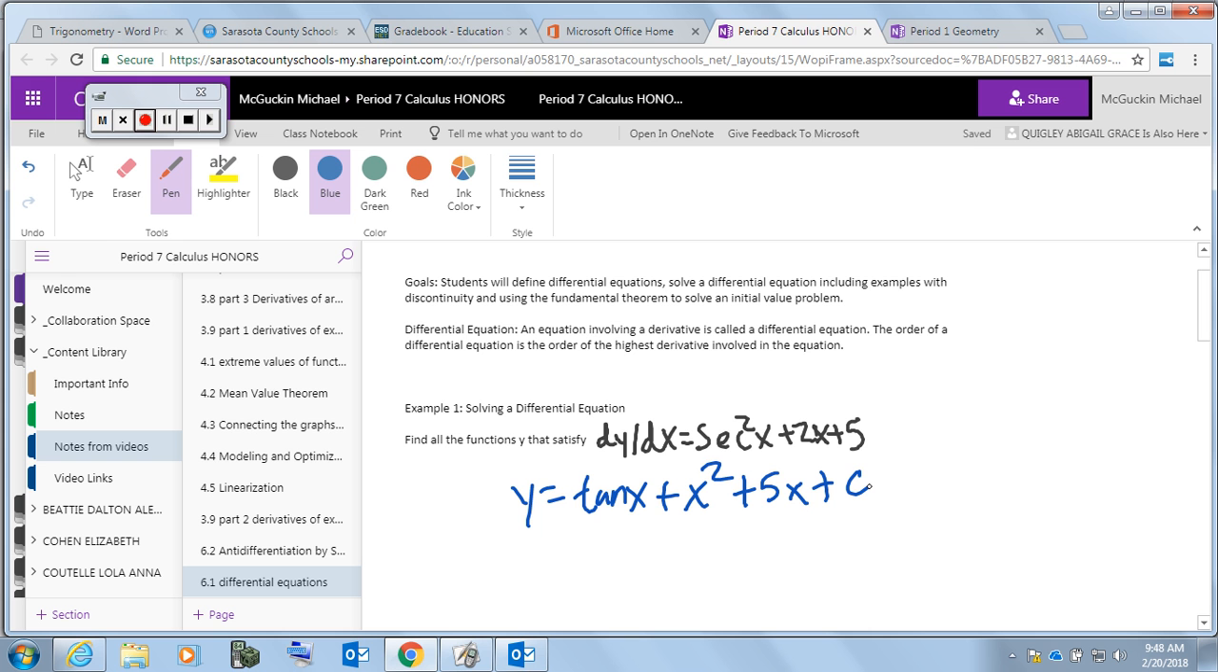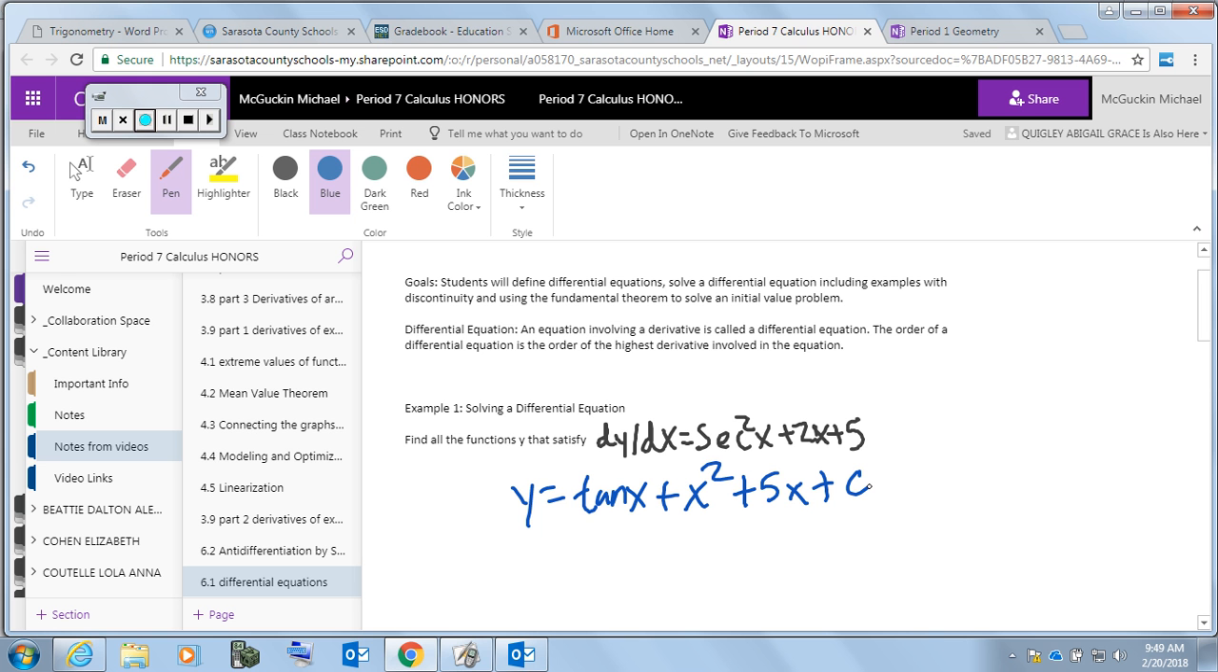Well, yes, there is a c going to be involved because it's find all the functions y that satisfy. All the functions are whatever plus c is. Maybe c was 0. Maybe c was 3,000. We don't really know what c was. So I'm in agreement, this is a general equation that satisfies this derivative, but that's really all that we have. So this is a general solution to the differential equation.